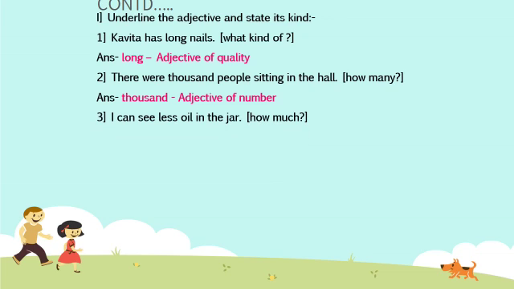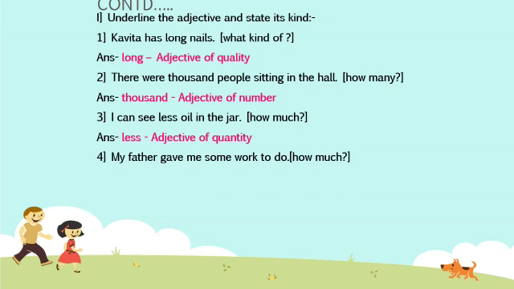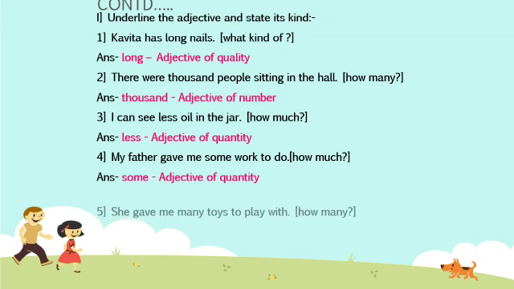I can see less oil in the jar. How much of oil can I see? Less oil. So less is the word which answers the question how much. So it is adjective of quantity. Fourth one, my father gave me some work to do. How much of work did my father give me? He gave me some work. So how much? It answers the question how much. So it is adjective of quantity.